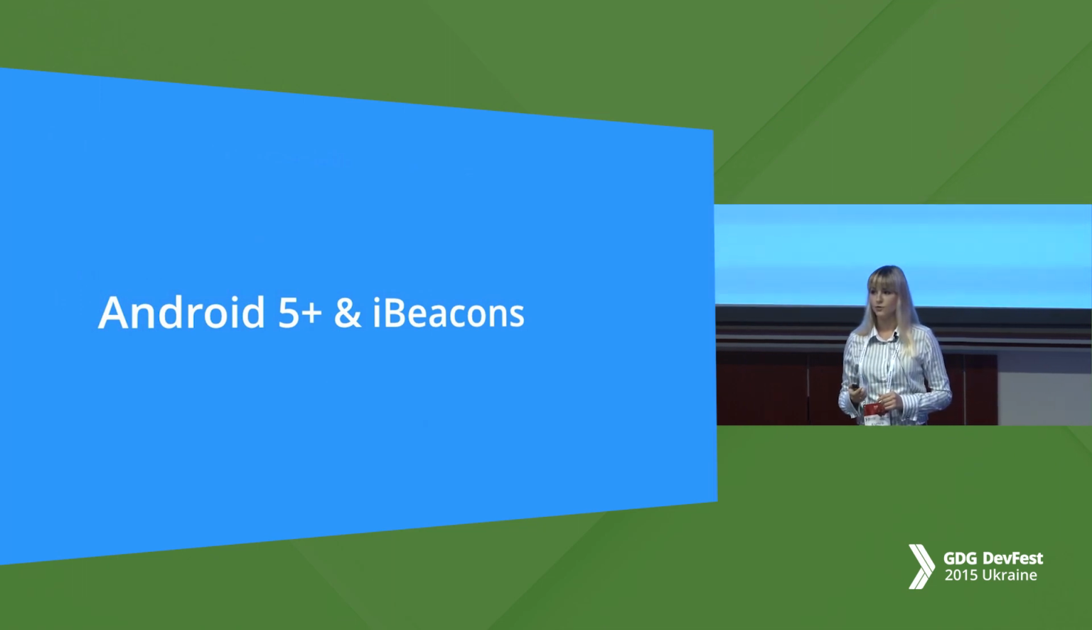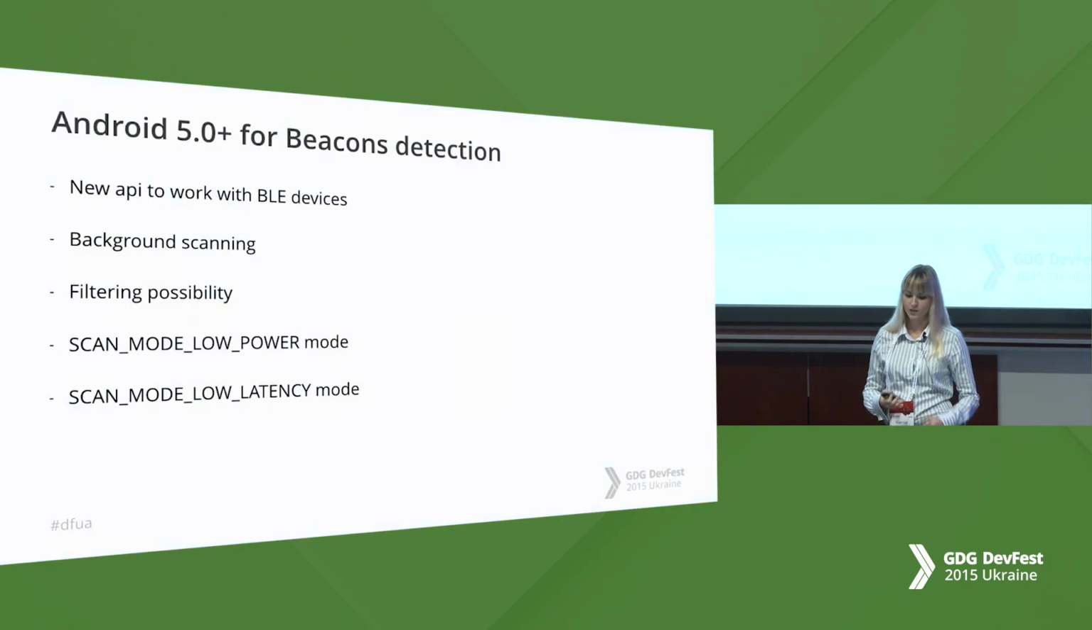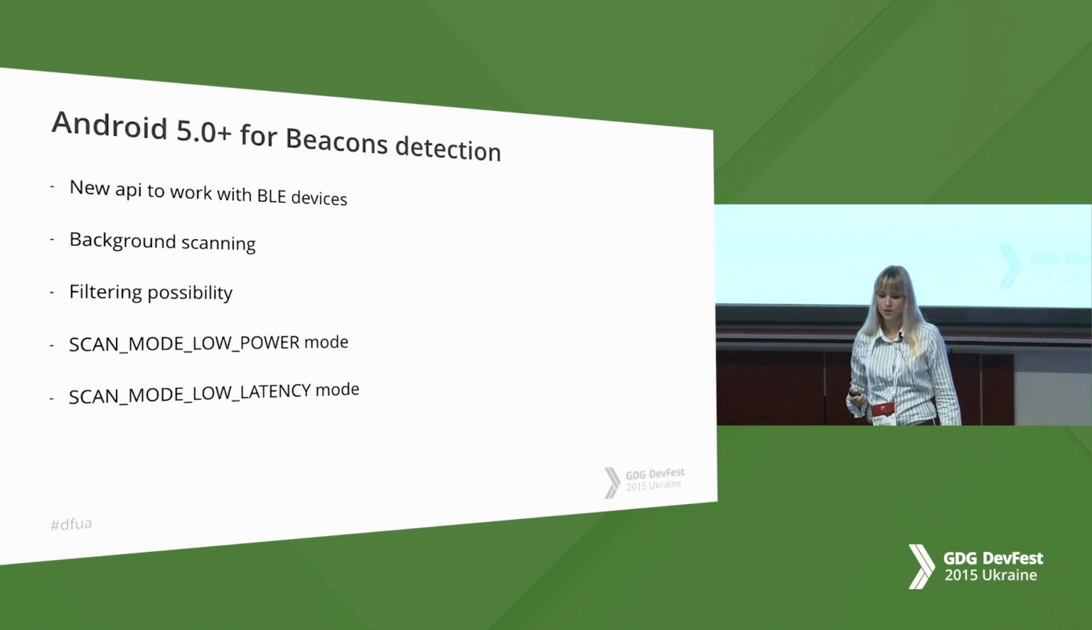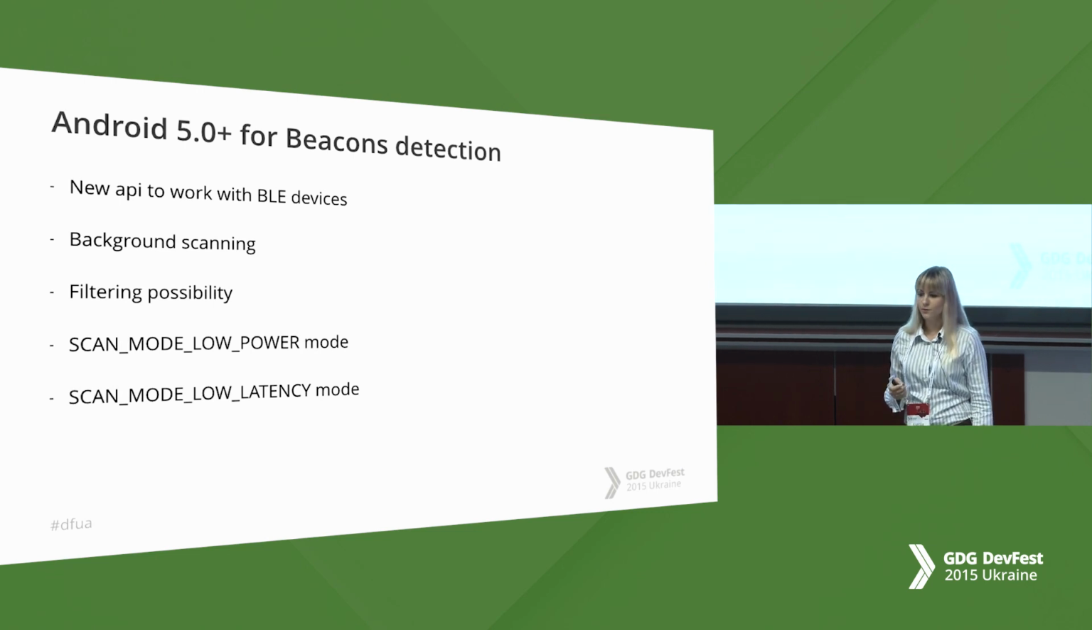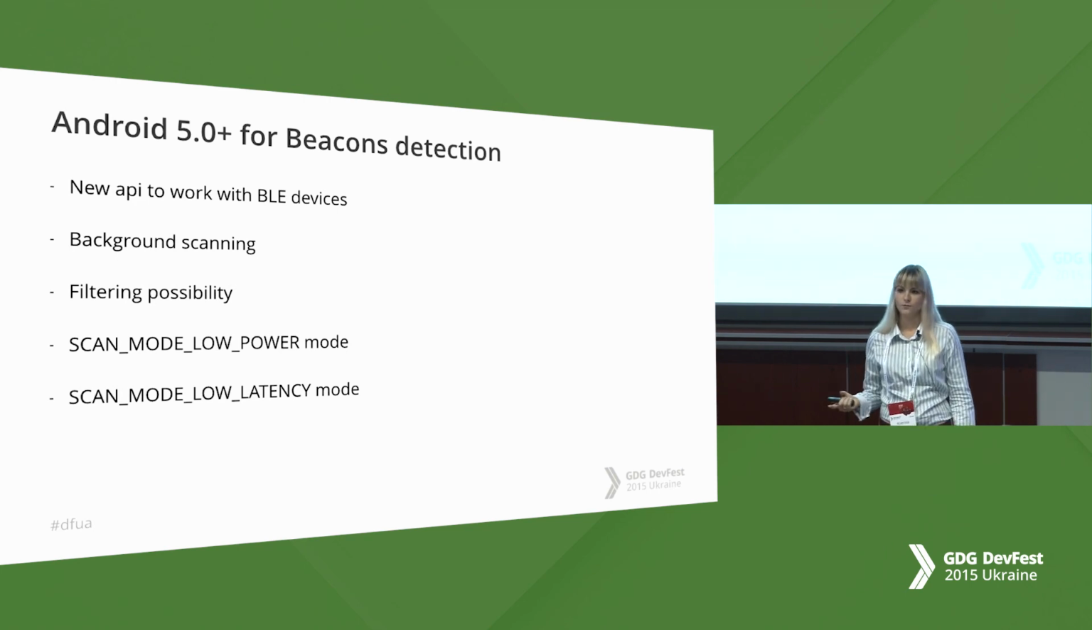Now, how beacons are interacted with on Android 5 and later devices. From Google I/O 2014, the interaction with Bluetooth Low Energy devices was totally improved. They introduced a new API for working with BLE devices, and new functions to perform BLE background scanning, and to pass a filter to our scan methods, and there are two modes. The first mode is the low power mode. So if you want to reduce power consumption, we should use this mode. And if we want to detect signals fast, we should use the second mode, low latency mode.